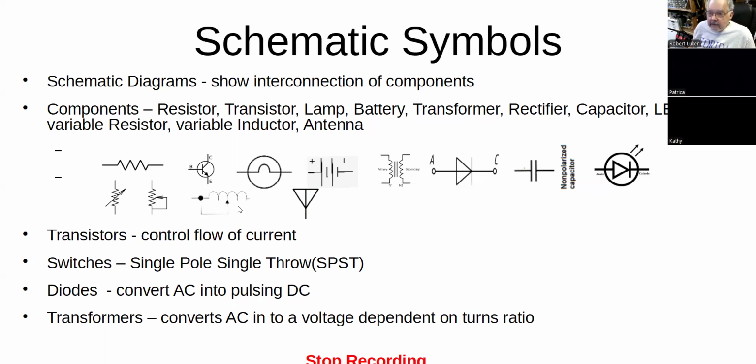To the right is a variable inductor. I don't think that's one of the exam questions, but just remember it. And then lastly, we have the symbol for an antenna.